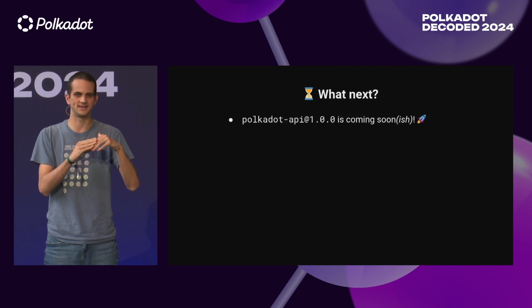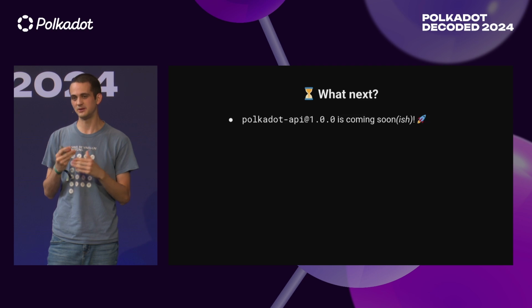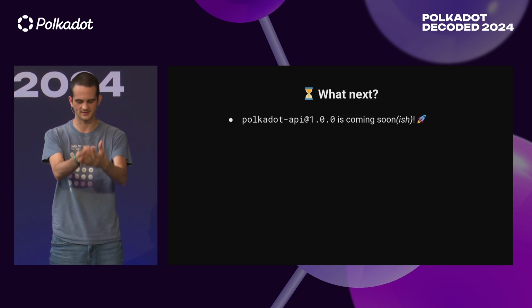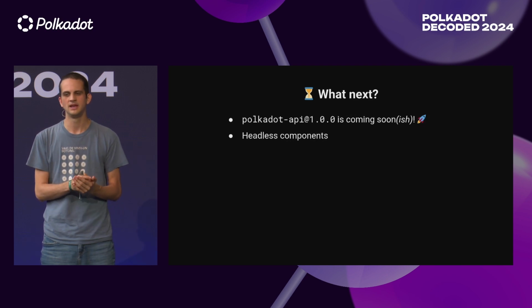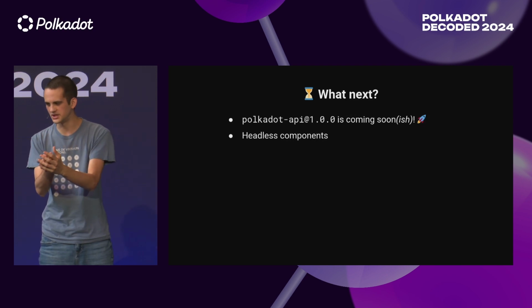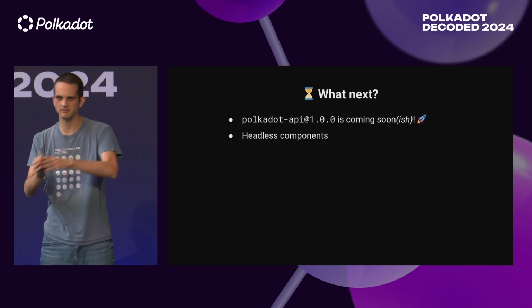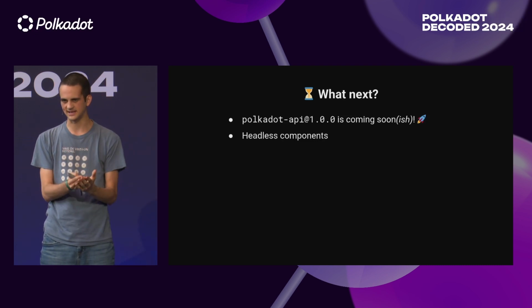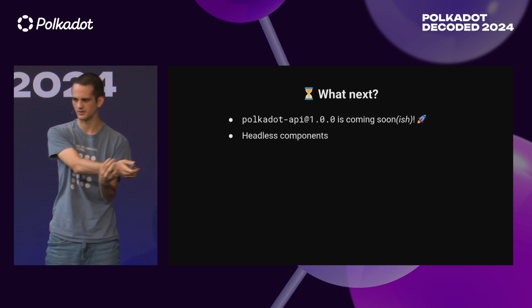And besides the development of PAPI, we want to share as well some news that we want to present in the future, which are, first of all, headless components. So until now, PAPI is agnostic to the chain functionalities. It just understands extrinsics, executing them, events, decoding them, etc. But it doesn't know the business logic behind each pallet, right?